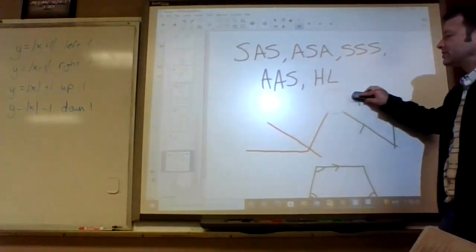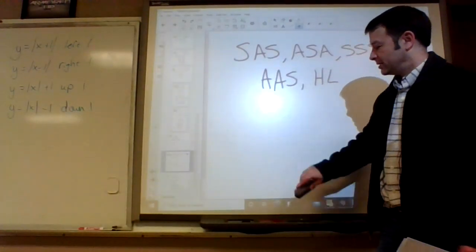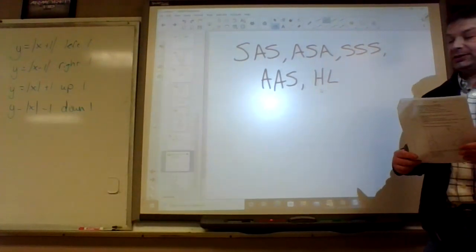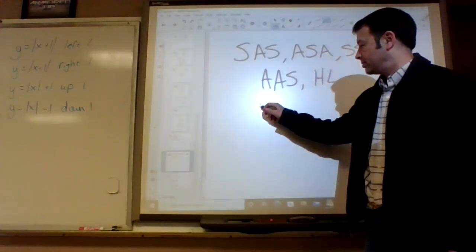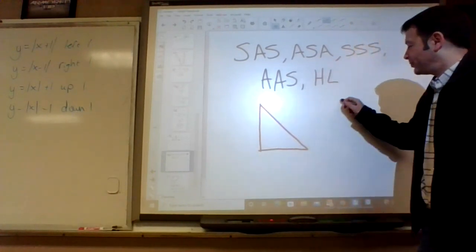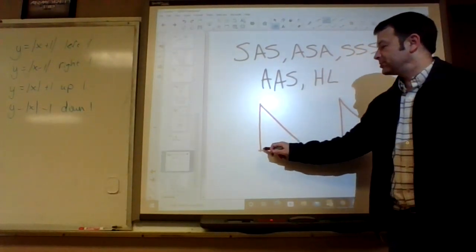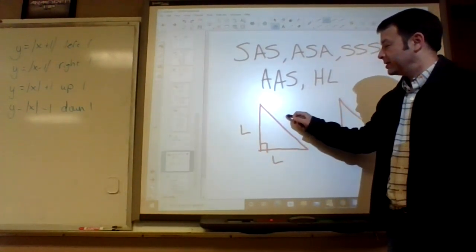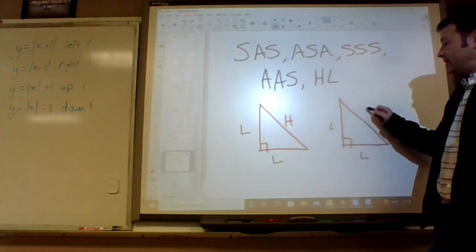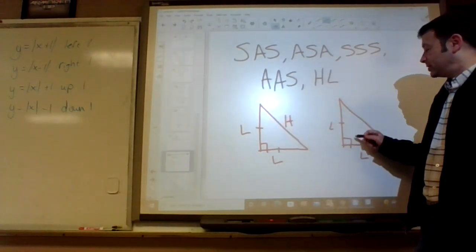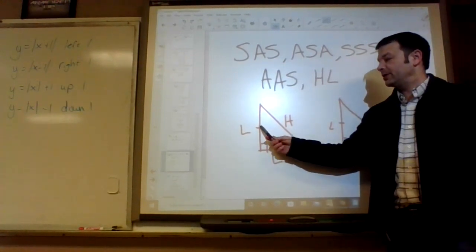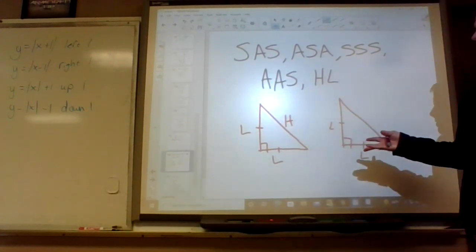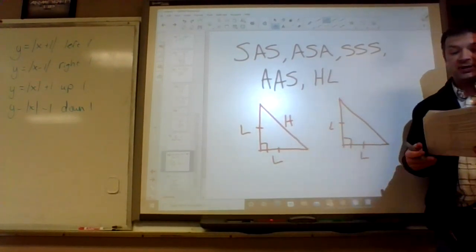Let me erase this. Okay, and LL. What do you guys think they mean by LL? What they're saying is if we have two right triangles, you guys remember what legs were? These were the legs. This was the hypotenuse. If you have both pairs of legs congruent, then basically what do we have here? Side angle side. We didn't call it leg, we just call it side angle side. So side angle side would be B.